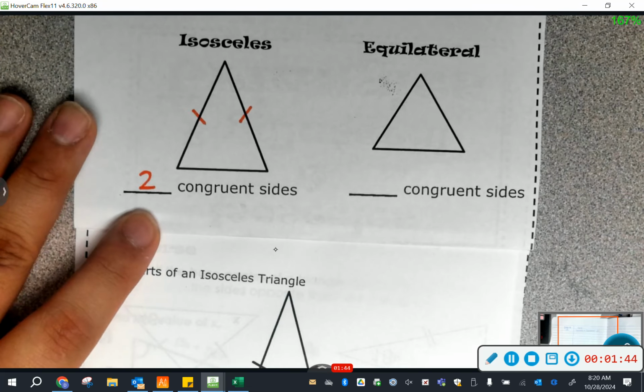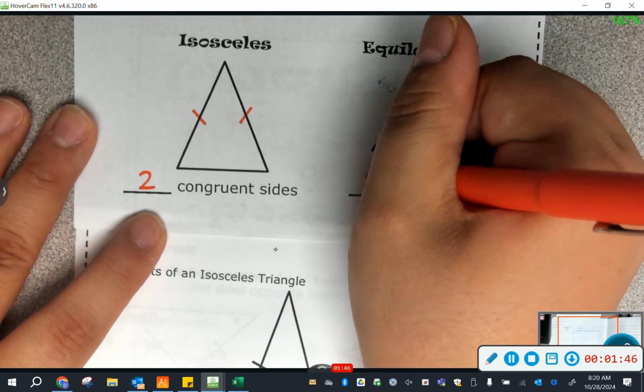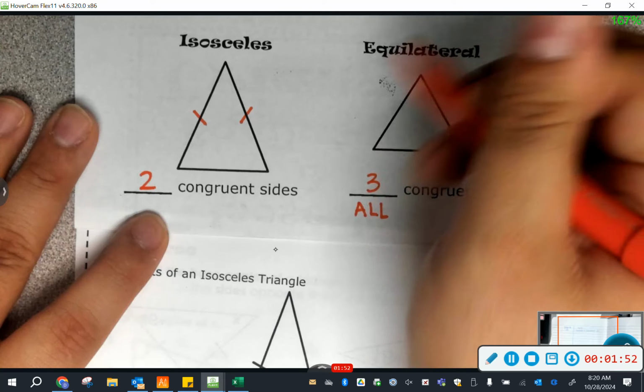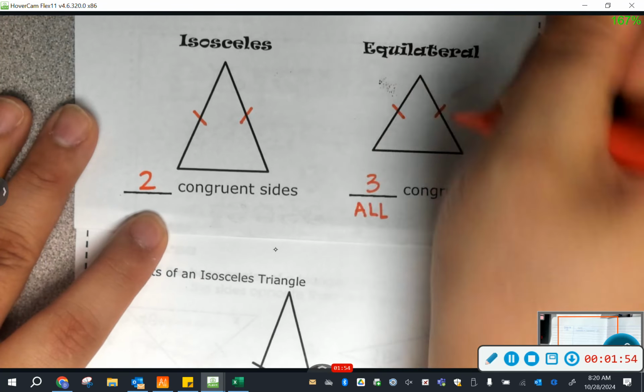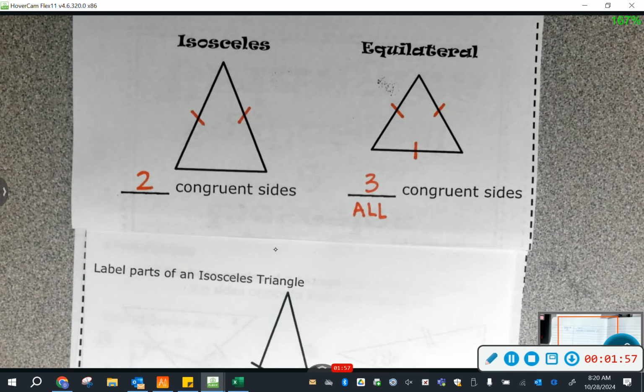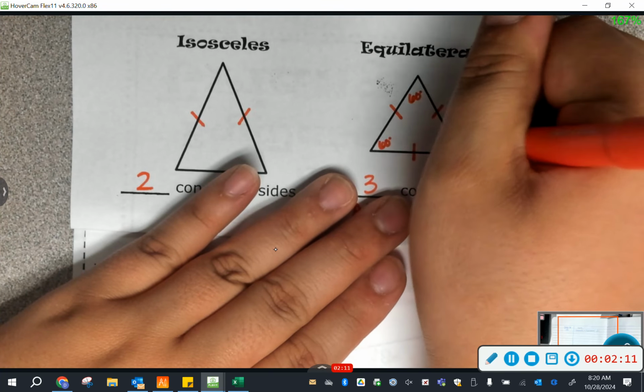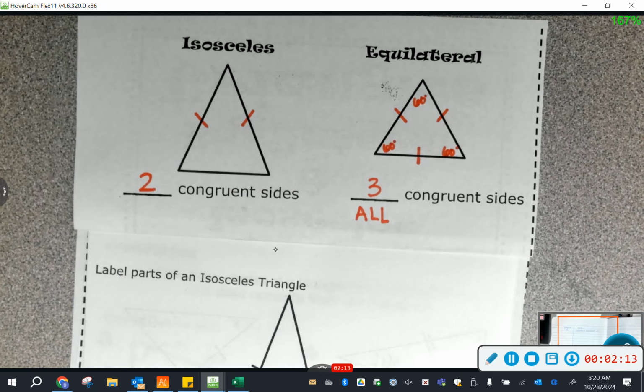What about for an equilateral triangle? You can either write 3 or you can write all. Either way, what do you need on your equilateral triangle? All the tick marks. All sides have a tick mark. And hold on, you just said something very important though, Alex. If it's equilateral, what do I know my angles are going to be? 60, 60, and 60. Automatically. Is it always going to be 60? Yes, if it's equilateral. Write this down with me, please.